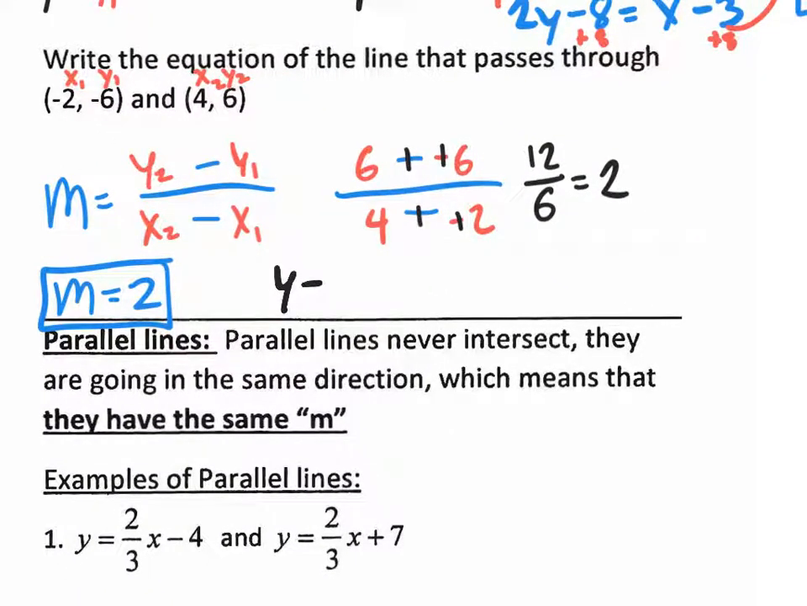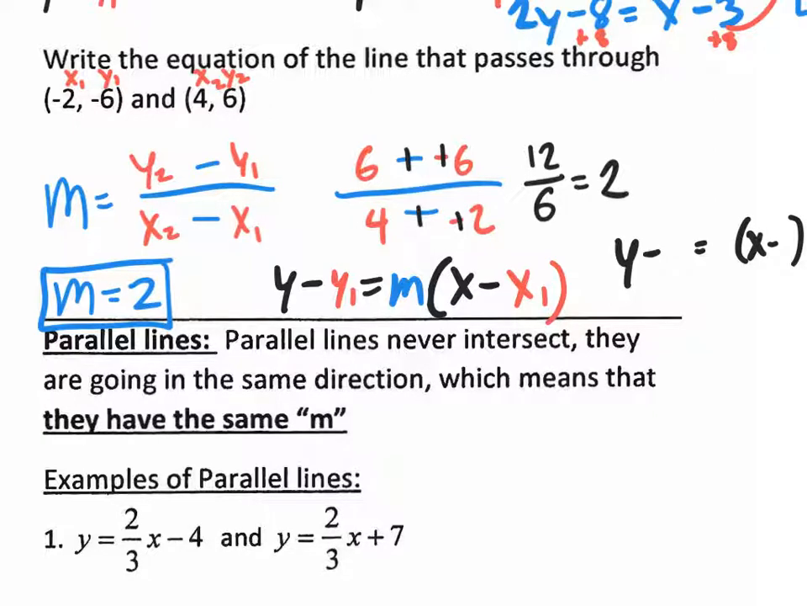Again, point-slope is y minus y1 equals m, parenthesis x minus x1. Well, I probably shouldn't have plugged in the 2 yet. Let me change that back to an m, just to show the complete form, since we're getting comfortable with it. All right, so now let's actually plug in that first point. y minus blank spot equals blank spot times parenthesis x minus blank spot. So what's the y1 value? -6. What's the m value? 2. What's the x1 value? -2.